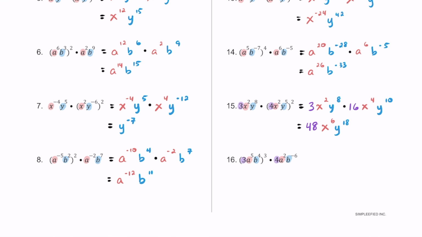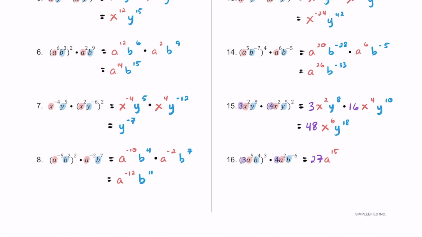One final practice problem here. We have 3 different bases just like in number 15. Let's focus here on the left side because we have parentheses, so that's a power of a power property first. If we do that, we have this 3 being raised to the exponent of 3 first. So 3 times 3 times 3, that's going to equal 27. So that's going to be our coefficient in the beginning here. Then we have this a to the 5th power raised to the 3rd power. So 5 times 3 is 15. So it's going to be times a to the 15th power.